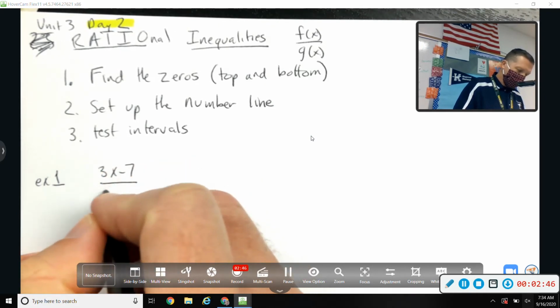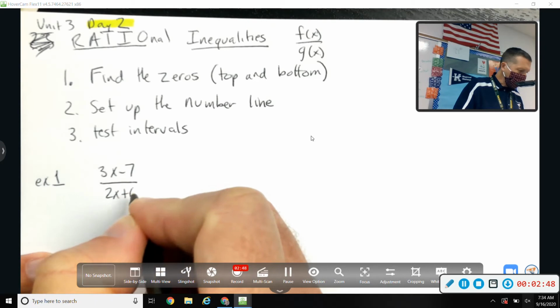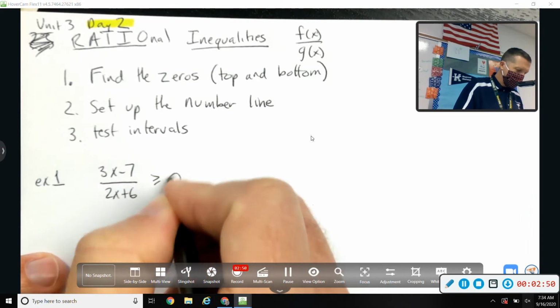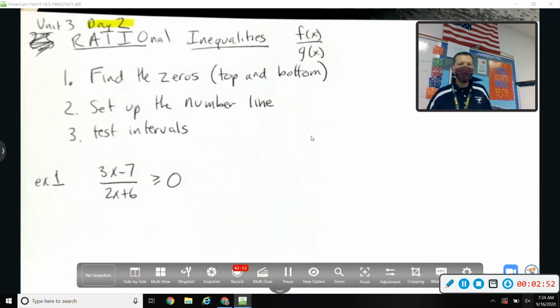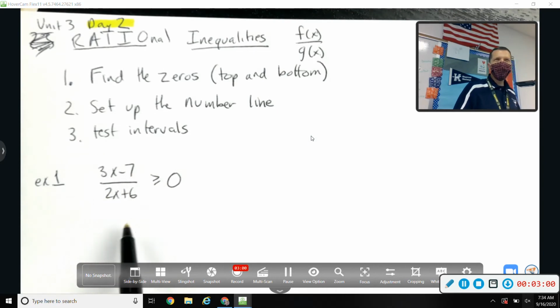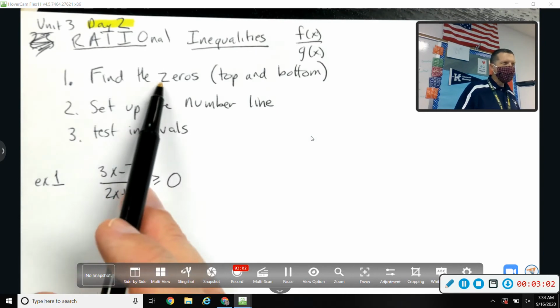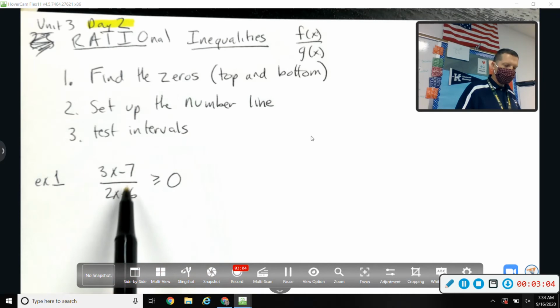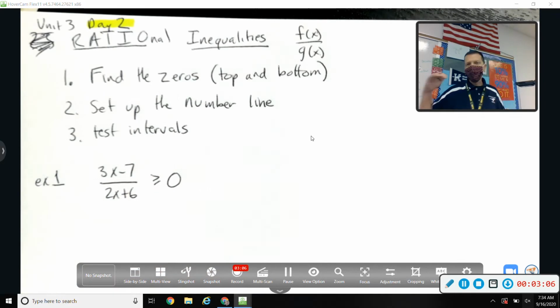3x minus 7 over 2x plus 6 is greater than or equal to 0. So again, this looks different than the inequalities we've done before. The process is still the same. Zeros at the top, zeros at the bottom. Put them on a number line and test the intervals.